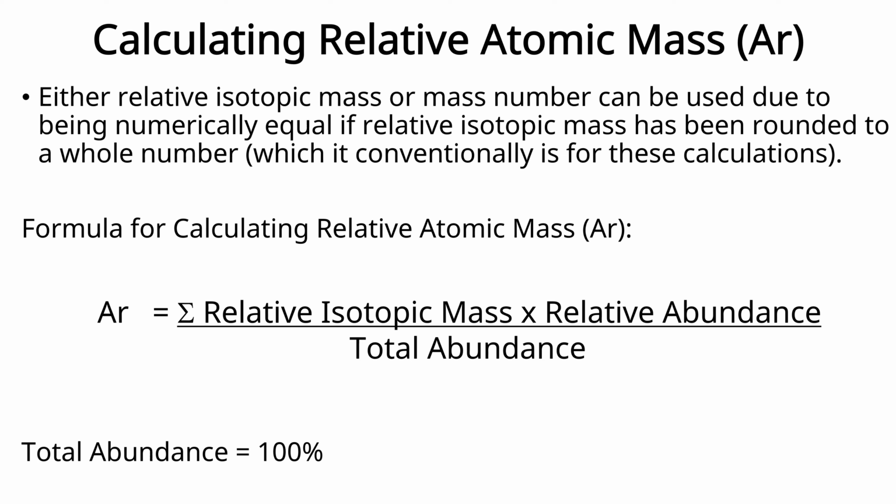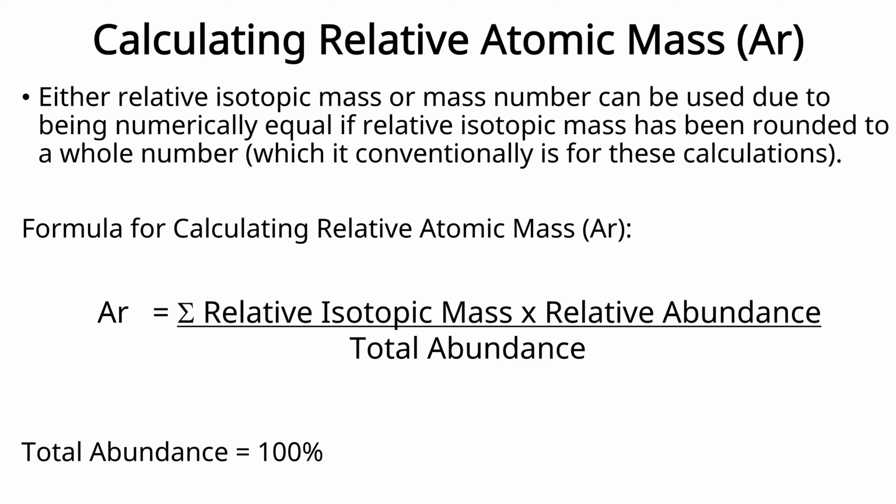Okay, here's the actual formula for calculating relative atomic mass. AR, which means relative atomic mass, is equal to the sum of relative isotopic mass multiplied by relative abundance, which is then divided by total abundance. For consistency, I'm going to use relative isotopic mass for the calculations, but don't forget you can use mass numbers instead. Please check which one is preferred for the specification of your course.